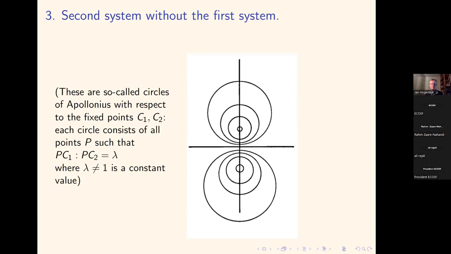I like to mention Apollonius because he was a geometer in Greek antiquity who was very highly regarded by the Islamic mathematicians. They also translated his works into Arabic. He did not, as far as we know, work with orthogonal systems of coaxial circles.